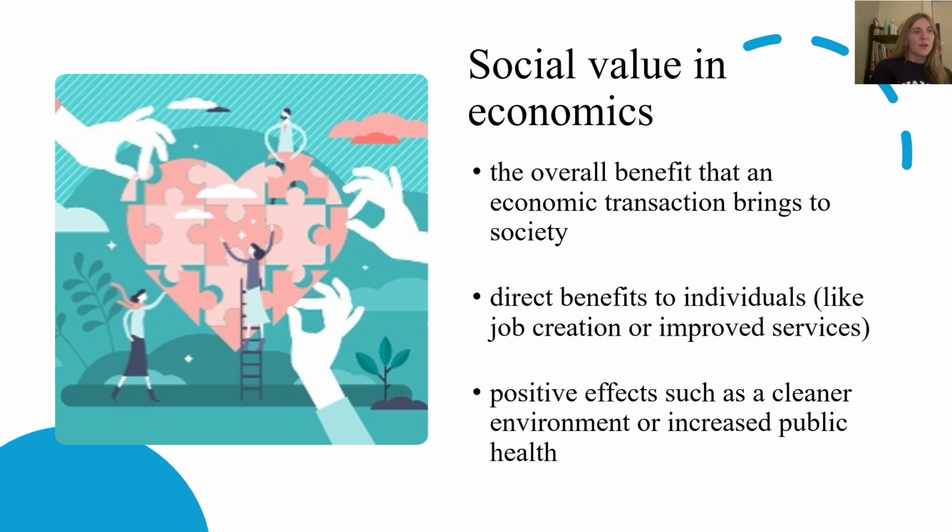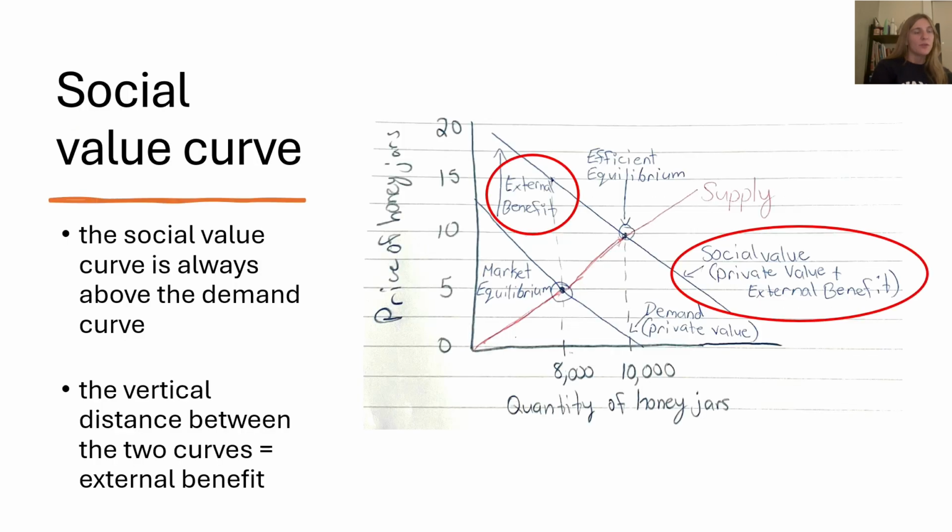A way we can measure the impact of a positive externality on a market is through the concept of social value, which is the overall benefit that an economic transaction brings to society. This includes direct benefits to individuals and also positive effects such as a cleaner environment or increased public health. We can visualize added social value on a graph. The social value curve is always above the demand curve, and the vertical distance between the two curves is equal to external benefit. This graph shows the social value curve for honey when the external benefit is $10 per jar of honey.